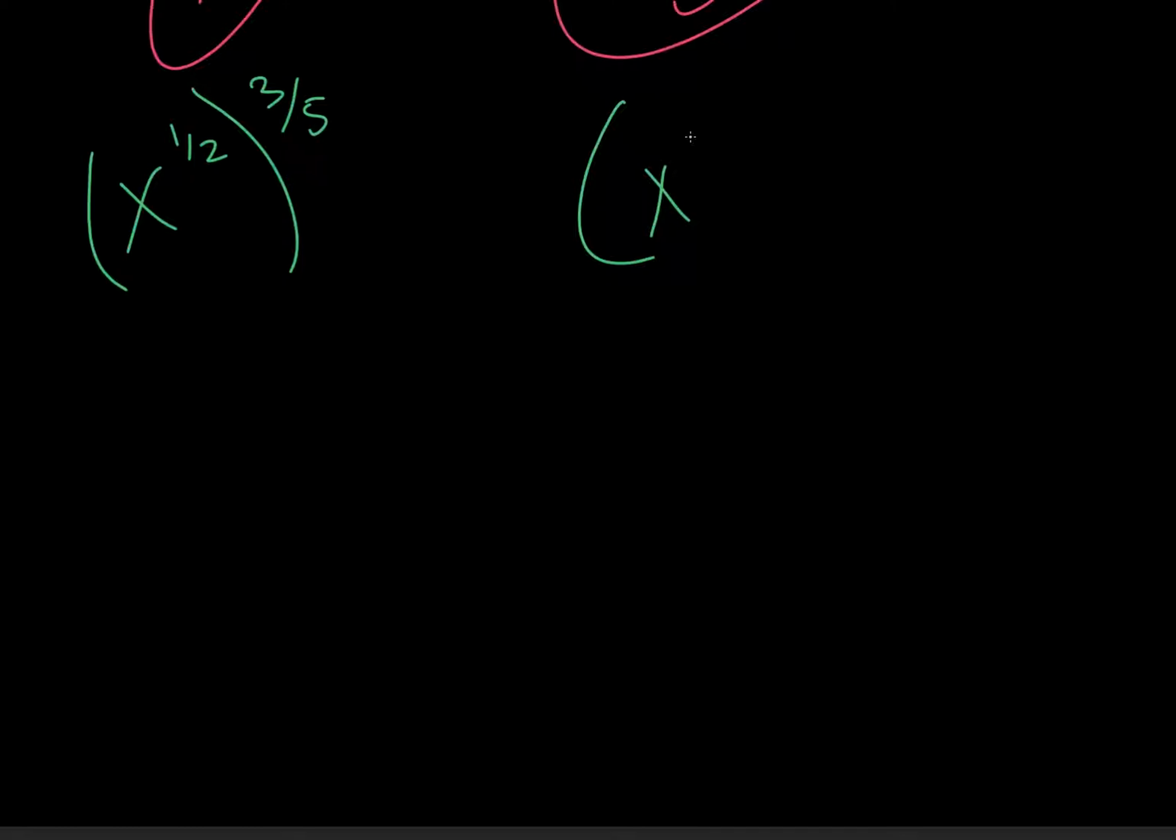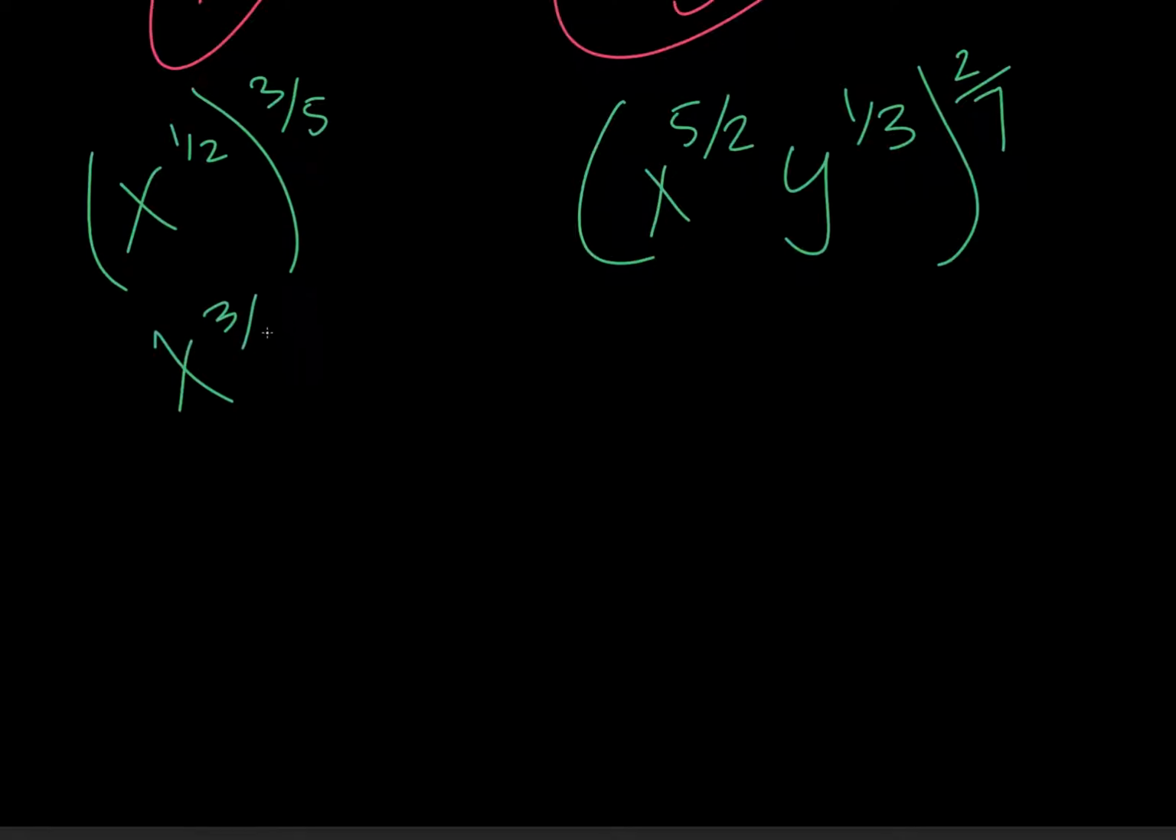And we're going to say x to the 5/2, y to the 1/3, and let's do 2 over 7. So this is a situation where we multiply. So 3 times 1 is 3. 5 times 2 is 10. 3/10 is simplified, so we're done.